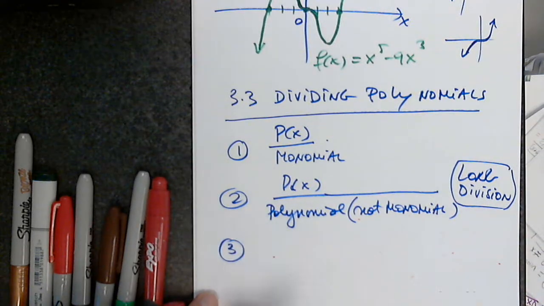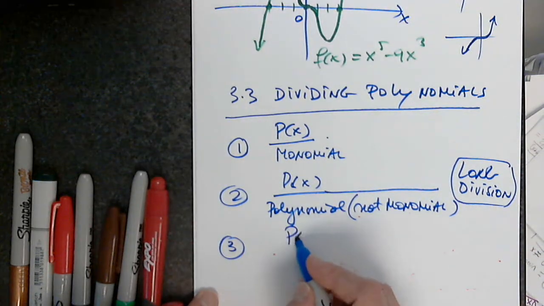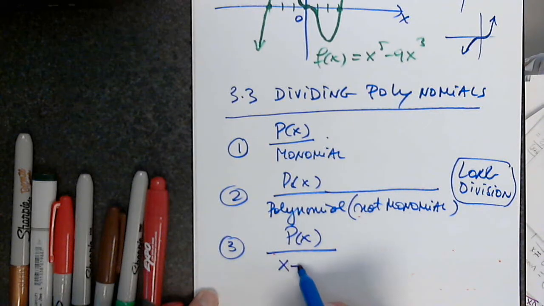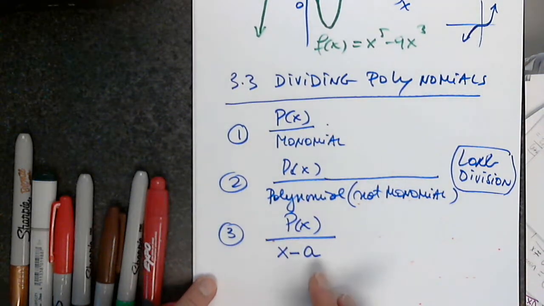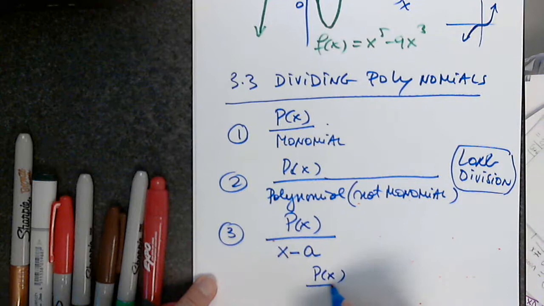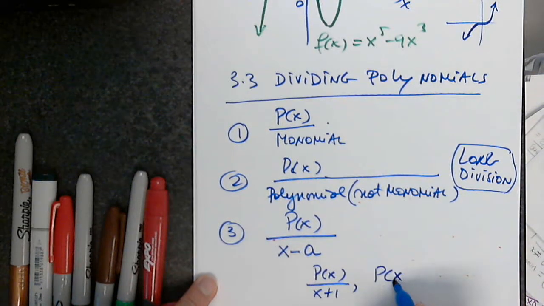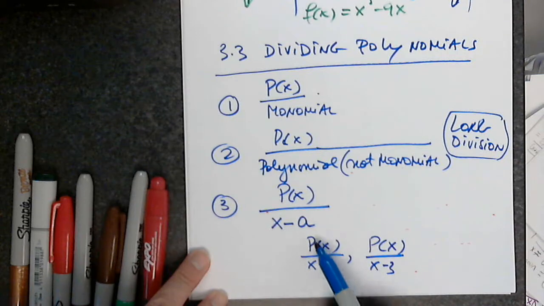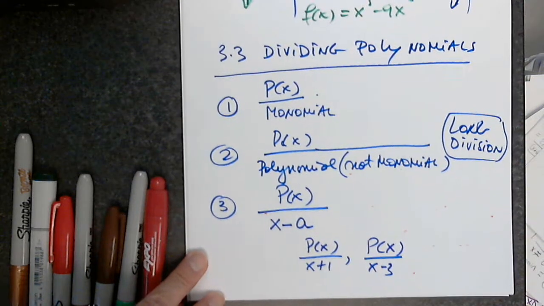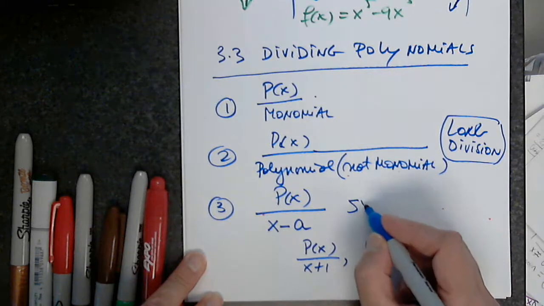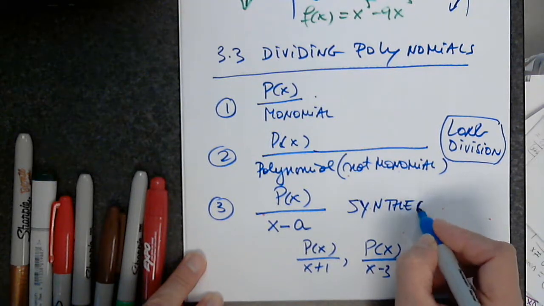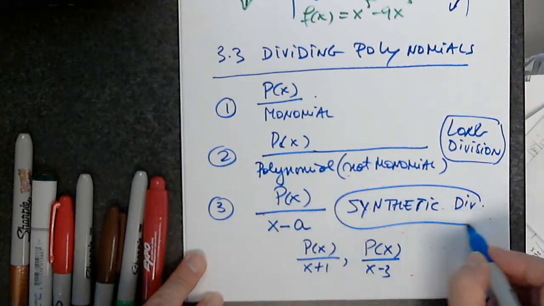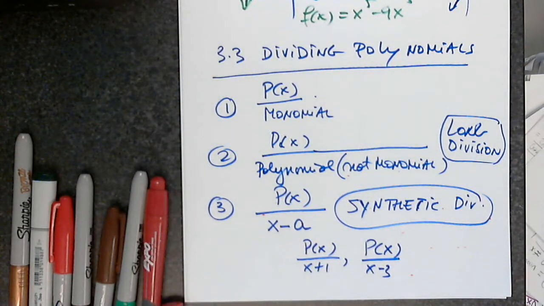And the third situation in which we can divide any polynomial by x minus a number. But of course the number can be positive or negative. So as an example, I could have a polynomial divided by x plus 1. I could have a polynomial divided by x minus 3. In this case, a is how much? And in this case, a is how much? Exactly. Okay? And this one is called synthetic division.